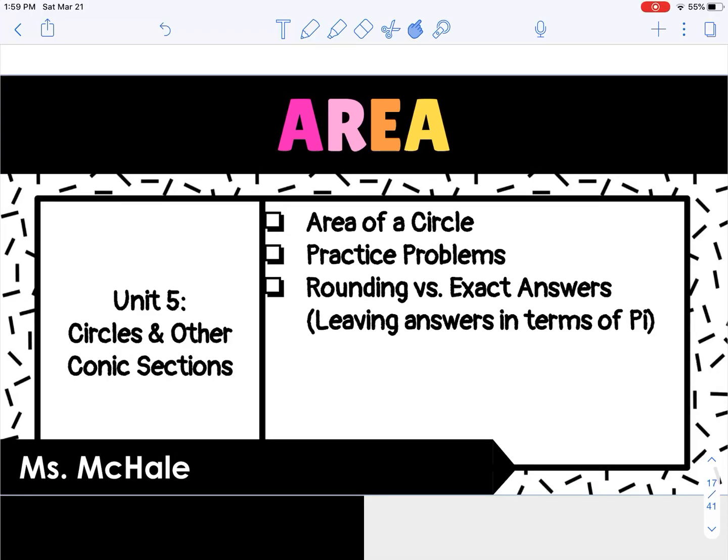Area of a circle is going to be super important as we continue on in the circles unit. So I want to make sure that you're very comfortable with finding the area of the circle. I'm going to explain to you what the formula is. I'm going to do some model practice problems, explain to you what it means to round versus exact answers, meaning leaving it in terms of pi.